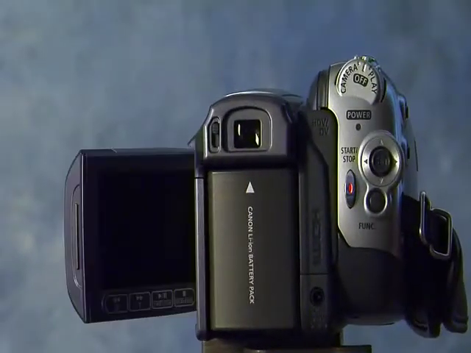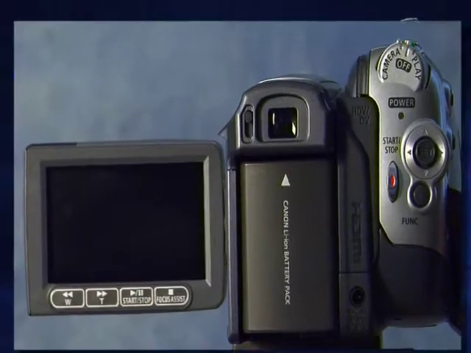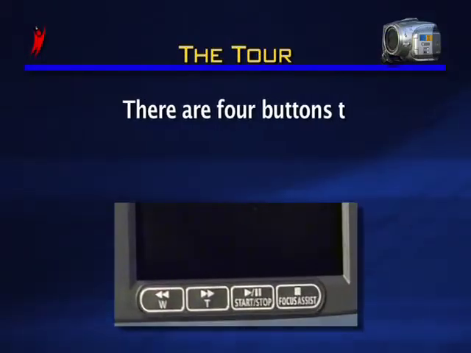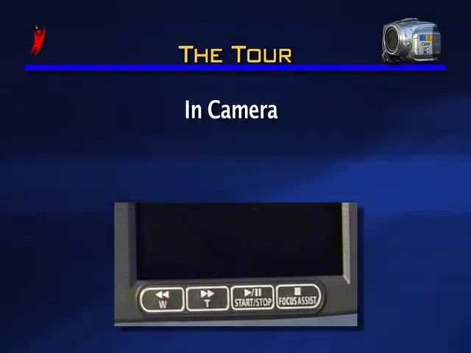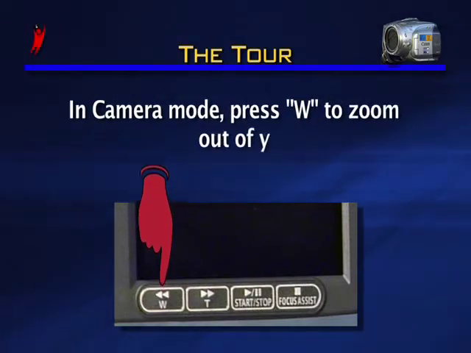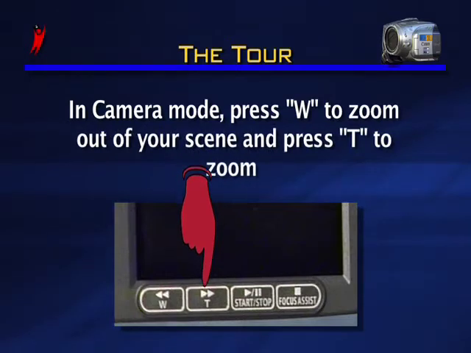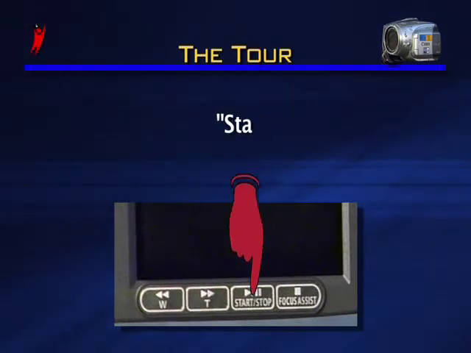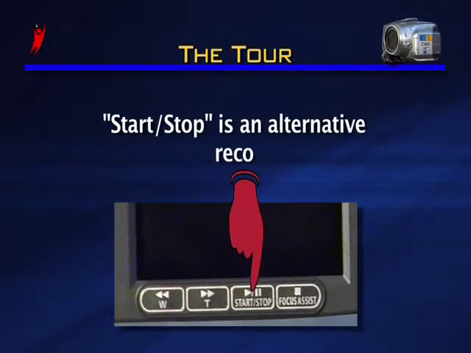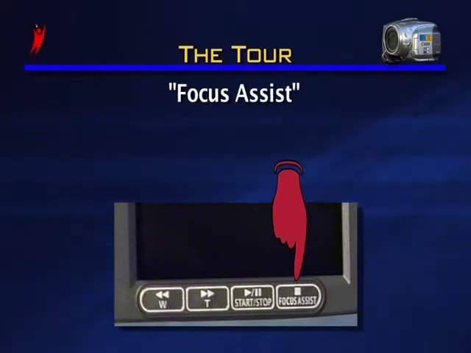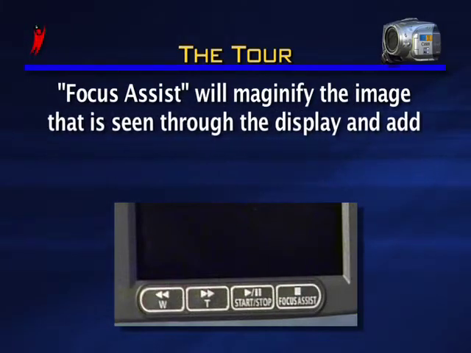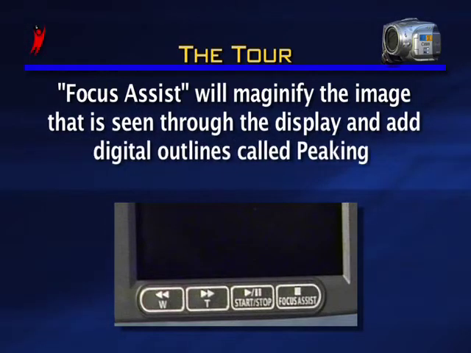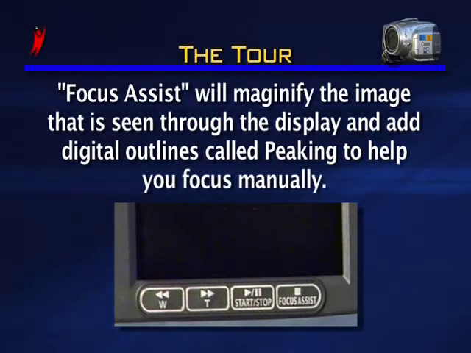For now, flip open the LCD screen. Along the bottom, you'll find four more buttons that have different functions in camera mode and play mode. In camera mode, press W to zoom out of your scene and press T to zoom into your scene. Start-Stop is an alternative record button, and Focus Assist will magnify the image that is seen through the display and add digital outlines called peaking to help you focus manually.